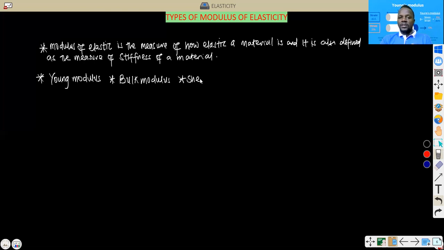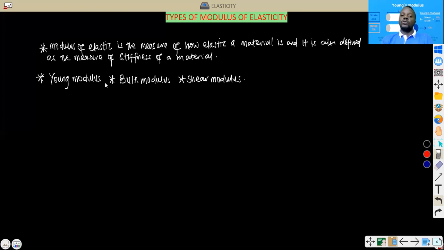If you are following the class, you are going to see that when we talk about stress and strain, we said there is shear stress, there is shear strain. Now there's also shear modulus. So I think shear is repeating itself in all what we have been talking about. So keep that at the back of your mind. It's very, very important to know.